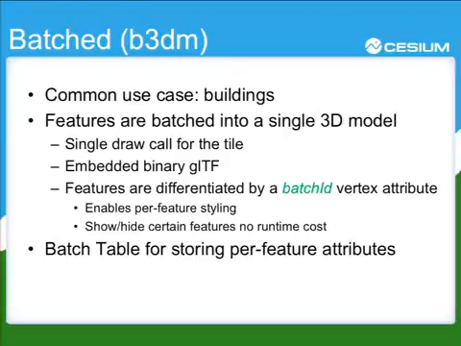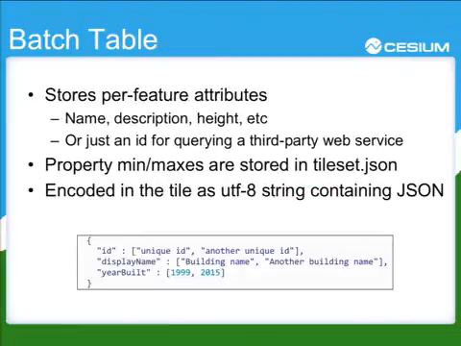The way that we differentiate the different buildings within the tile is we have a batch ID vertex attribute, which enables per feature styling, and it also lets us show or hide certain buildings. It basically lets us say that even though they're all the same model, these vertices are for this building, and they have these properties. In addition to all that, we have a batch table that's also encoded in the tile, and it stores the additional per feature attributes. I'll get into that next.